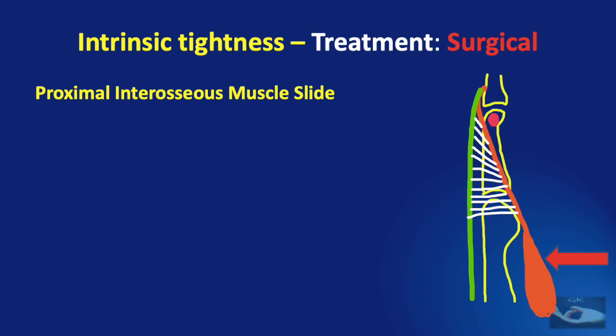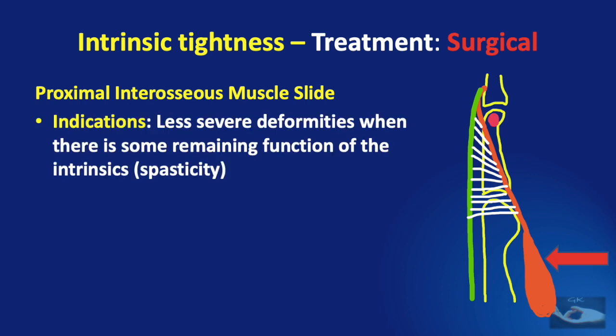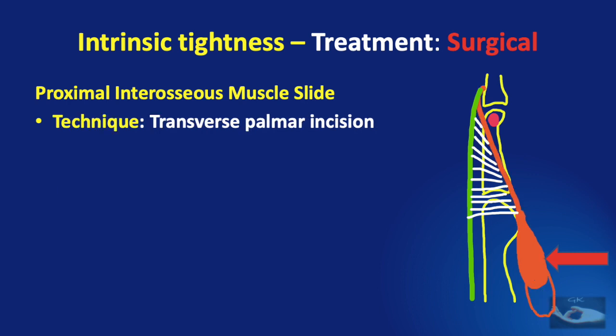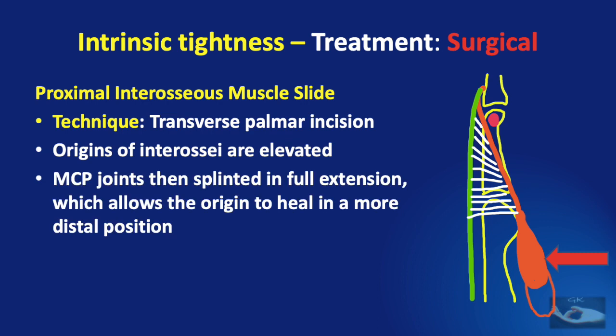There are some situations where a procedure called the proximal interosseous muscle slide is indicated, like lesser deformities, and there is some remaining function of the intrinsics. There could be spasticity also. Here, by a distal transverse palmar incision, the origins of the interossei are elevated, and then the metacarpophalangeal joints are extended passively and splinted in full extension, which allows the origin to heal in a new distal position.